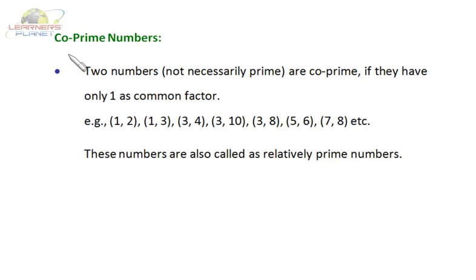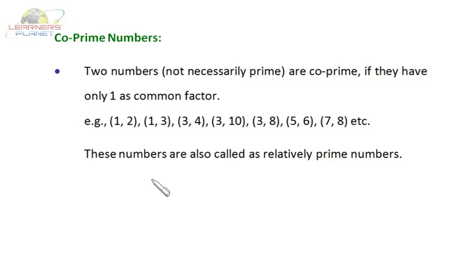Now let's learn this term, co-prime numbers. Here, two numbers, not necessarily prime, are co-prime if they have only one as a common factor. Okay. Here are some examples: 1 and 2, 1 and 3, 3 and 4, 3 and 10, 3 and 8, 5 and 6, 7 and 8, etc. These numbers are called relatively prime numbers. Kids, what are co-prime numbers? This is the definition I have mentioned over here. Just take 2-3 more examples.